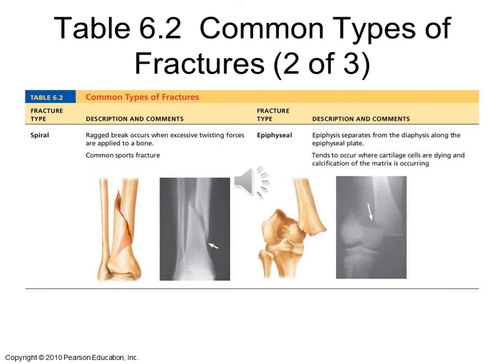Here we have a spiral, which is a ragged break from a twisting force. This is common in sports. Technically, I had something like that in my pinky toe. Super fun. And then the other one there is an epiphyseal break or an epiphyseal fracture. You get the epiphysis separate from the diaphysis along the plate itself, where the cartilage cells die and calcification occurs.